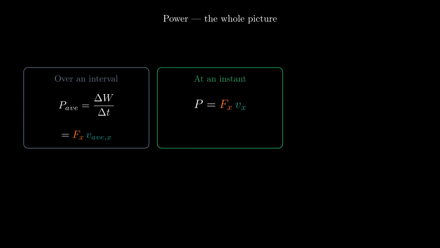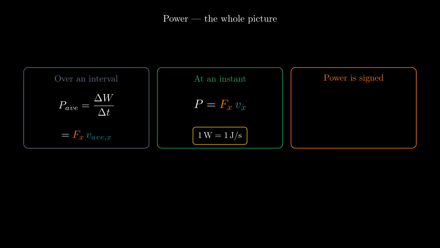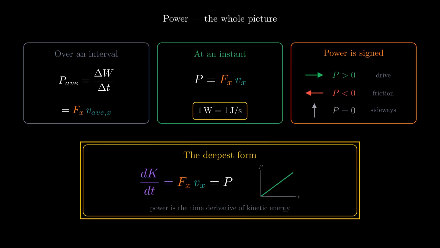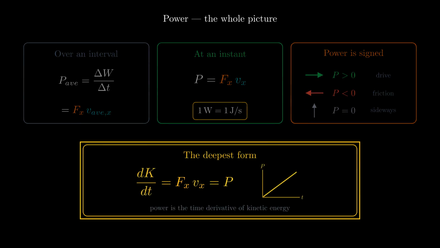Power measures how fast work gets done. Across an interval, average power is work divided by time. Equivalently, the force component along the motion times the average velocity. At an instant, it is that force component times the velocity right now, and it is measured in watts, joules per second. Power is signed. A driving force feeds energy in, friction bleeds it out, and the signed sum of all the powers is the rate the body's kinetic energy changes, because power is the time derivative of kinetic energy.